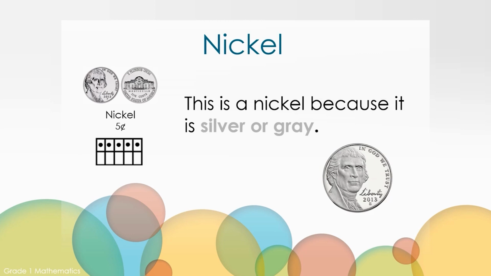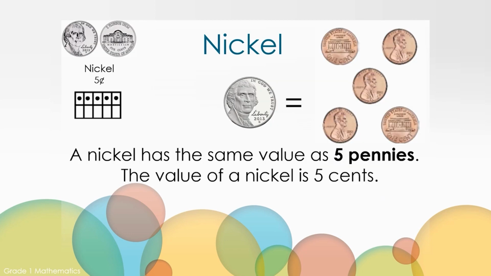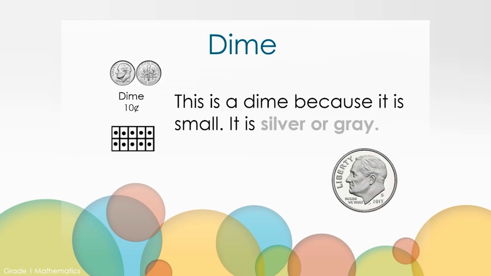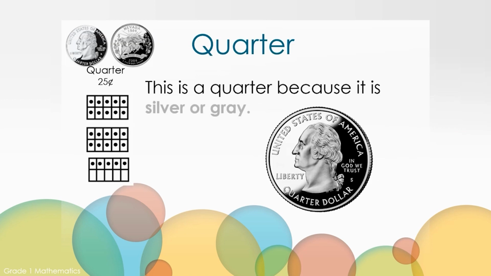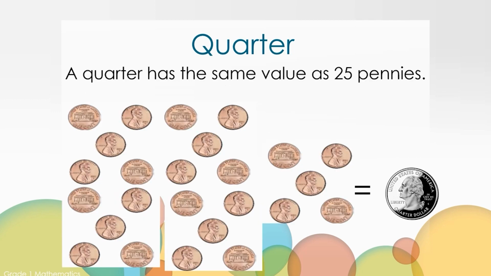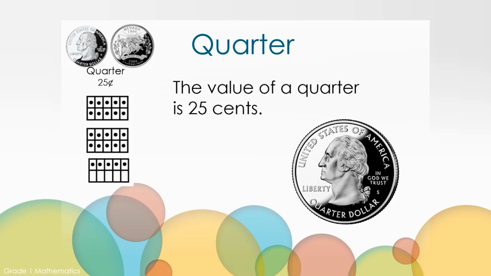This is a nickel because it is silver or gray. A nickel has the same value as 5 pennies. The value of a nickel is 5 cents. This is a dime because it is small. It is silver or gray. A dime has the same value as 10 pennies. The value of a dime is 10 cents. This is a quarter because it is silver or gray. A quarter has the same value as 25 pennies. The value of a quarter is 25 cents.